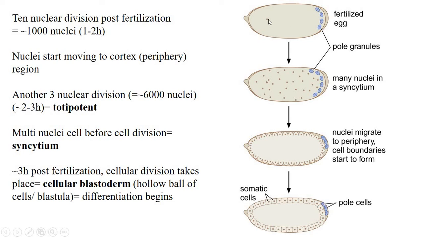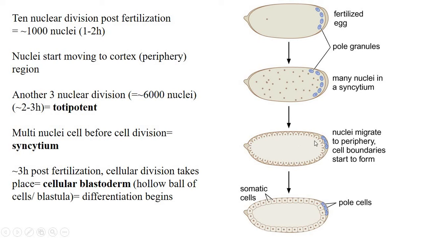Okay, so this is a fertilized egg. This is one nucleus, the diploid nucleus here. These are pole granules. These show that this is where the posterior end is. This nucleus then will start dividing, about 10 divisions, and this makes this many nuclei in a syncytium, and that means there are no cell membranes yet. So the cell division hasn't happened yet. These nuclei start moving to the cortex or periphery region. Here there'll be another 3 nuclear divisions that make it about 6,000 nuclei within 2 to 3 hours of embryonic development, and these nuclei migrate to the periphery, and cell boundaries start to form.